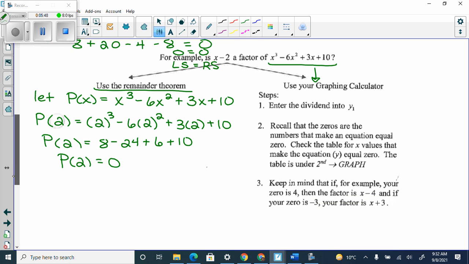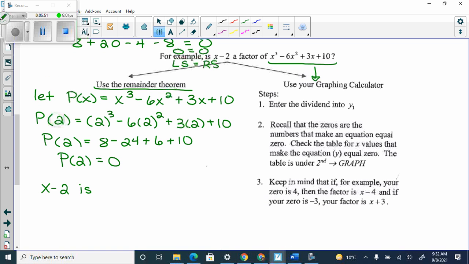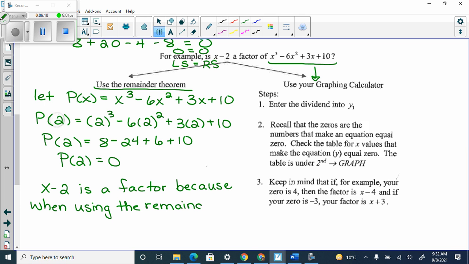So you'd say x minus 2 is a factor because when using the remainder theorem, the remainder is 0. Right? And if I get a different value other than 0, it would not be a factor.